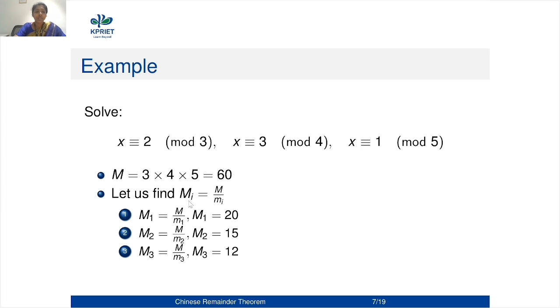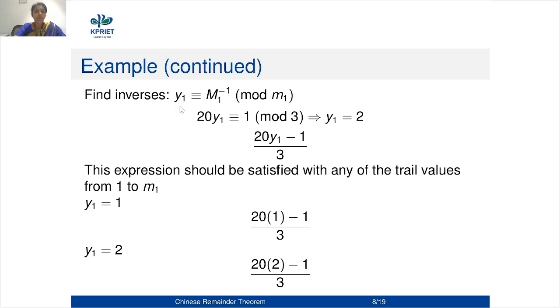Now we have to find the capital Mi, that is Mi equal to M by mi, which means we have to find M1, M2 and M3. So M1 is equal to M by m1, which is 60 by 3, that is 20, and for M2 it is 60 by 4, which is 15, and M3 is 60 by 5, which is 12. After finding M1, M2, M3, we have to find the values for y1. So this expression can be rewritten as M1 into y1 is congruent to 1 modulo m1.